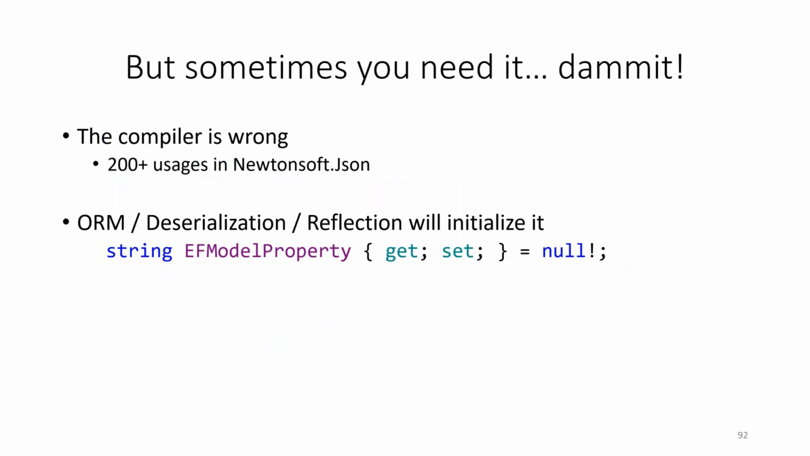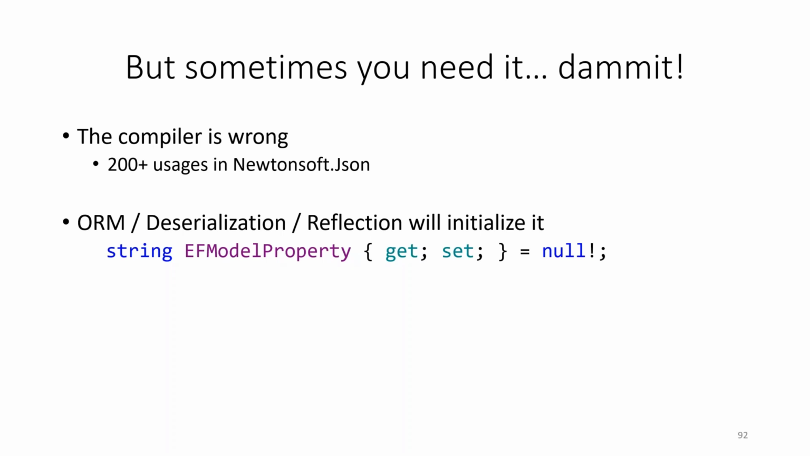But sometimes you need it. For example, the compiler is wrong. In the commits that migrate Newtonsoft JSON to nullable reference types, there are about 200 usages of this operator just to get rid of some false warnings.